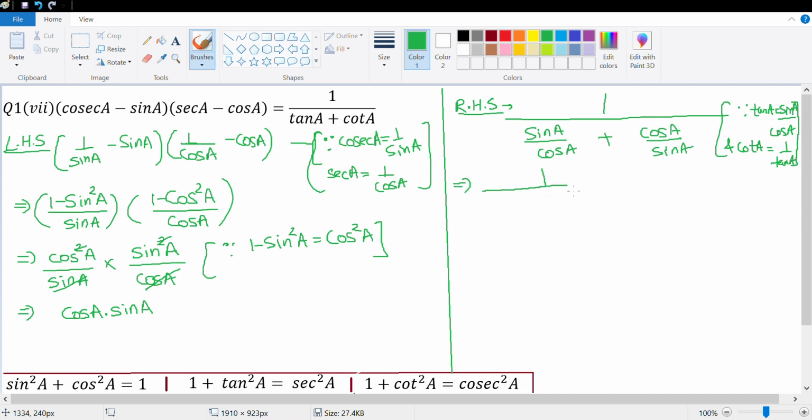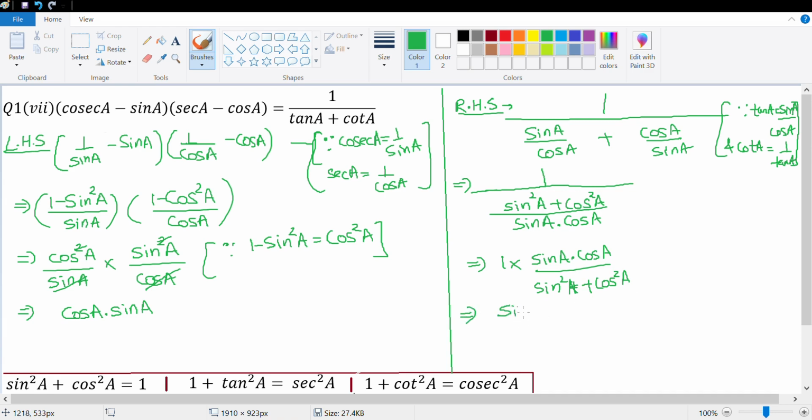If I take the LCM, this would become sine a dot cos a, and on adding, this would become sine square a plus cos square a, which means division of fractions. So this becomes 1 multiplied with sine a dot cos a upon sine square a plus cos square a. The reason, there is no reason required here.